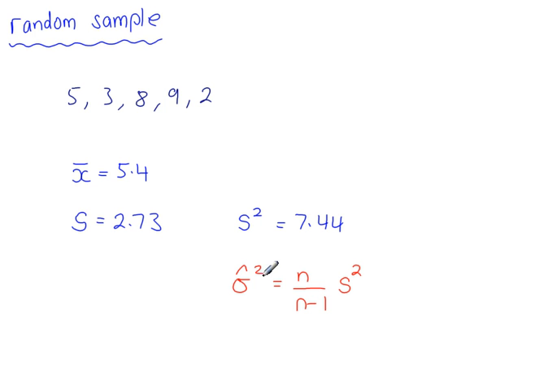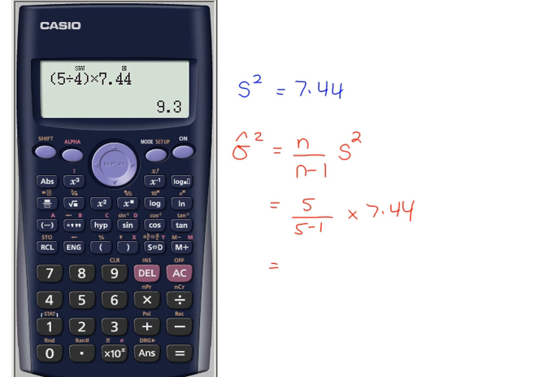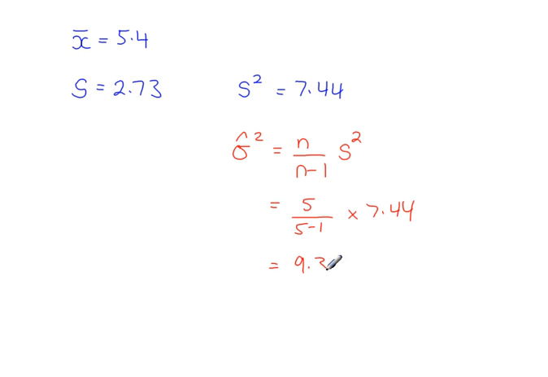And you might recall this formula, which gives an unbiased estimate of the population variance using the sample variance. N is 5. There are 5 data values. So 5 over 5 minus 1 times 7.44. So this calculation gives 9.3.